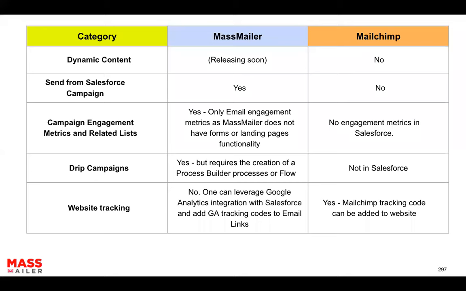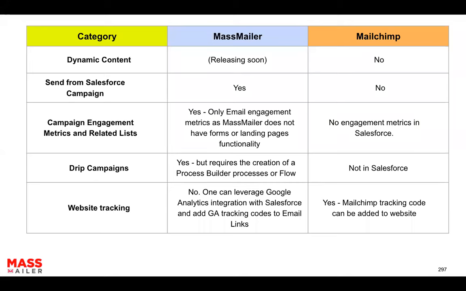Drip campaigns, yes, you can actually build drip campaigns using Process Builder or Flow in Salesforce. Basically, you can send emails using MassMailer in those drip flows that you're going to define. That's possible. Mailchimp, it's not possible in Salesforce. You have to do any drip campaigns in the Mailchimp platform itself. So if you want to build some sequence, you can build it. That's possible in the Mailchimp platform, but not in Salesforce as such.